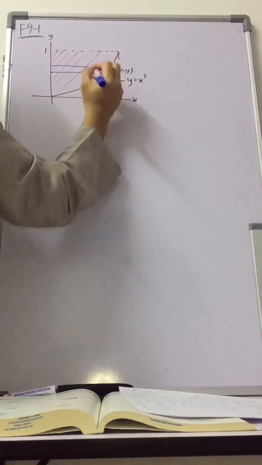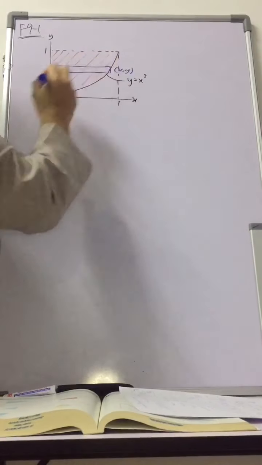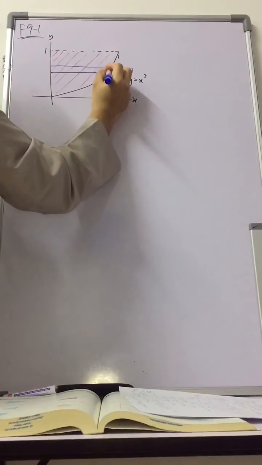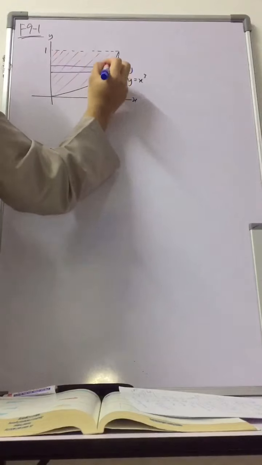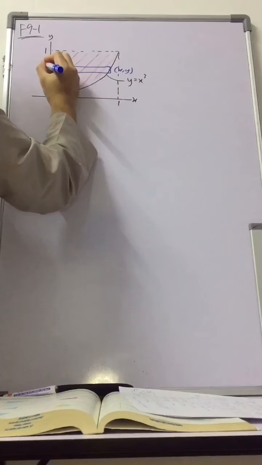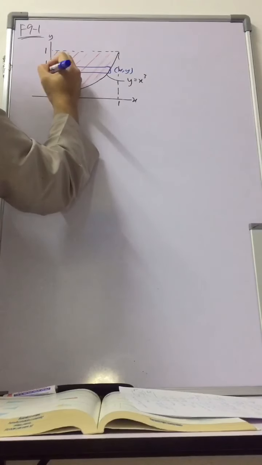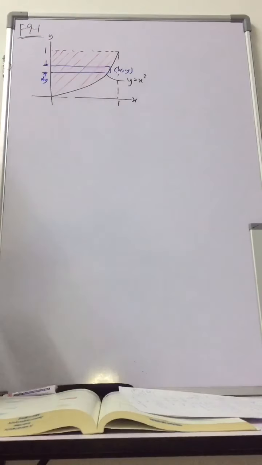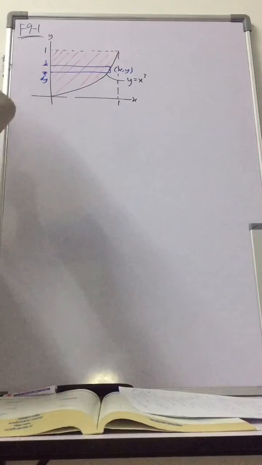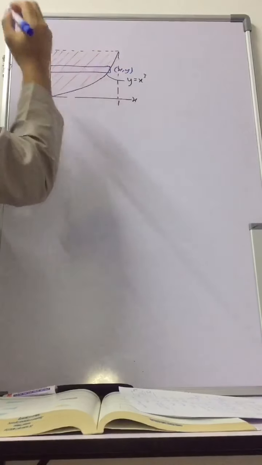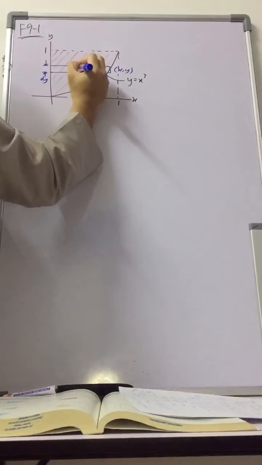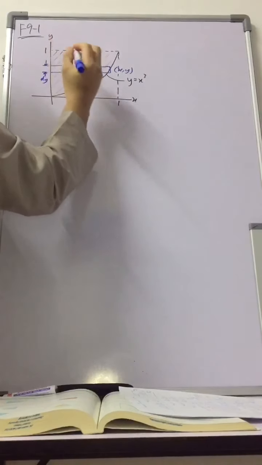Because now if we choose this horizontal differential area, this length is x, and this thickness we call dy. And then we need to find the centroid of this differential area. So the centroid should be somewhere in the middle here.